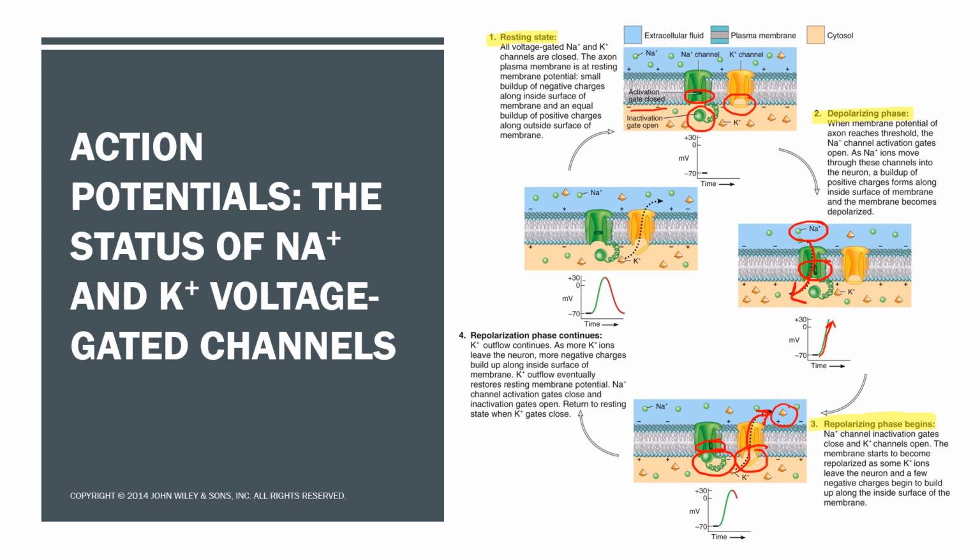Now throughout the repolarization phase, the potassium ions will continue to flow out of the cell, and eventually this will restore the resting membrane potential. During this phase, the sodium channels close completely. As you can see here, now they're completely closed and the inactivation plug is going to be removed. This happens during the repolarization phase. Once the potassium gates are all closed, then the resting state is returned to normal.